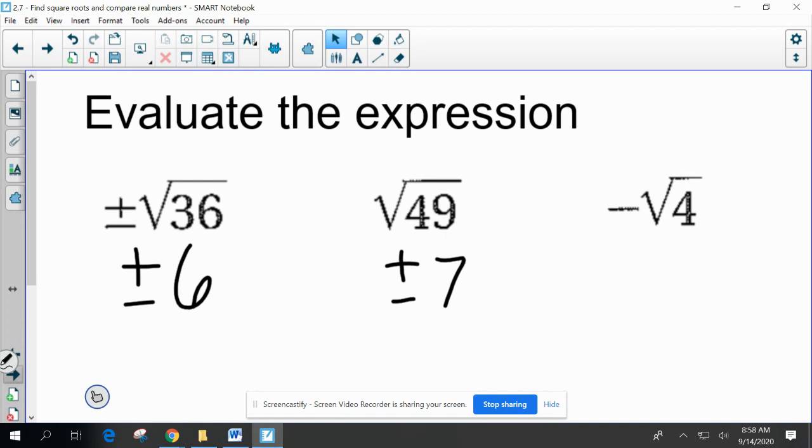Okay, so now negative square root of 4. So we're going to actually make this negative. This would have one answer. So square root of 4 is 2. So our answer here would be negative 2 because the negative's on the outside.